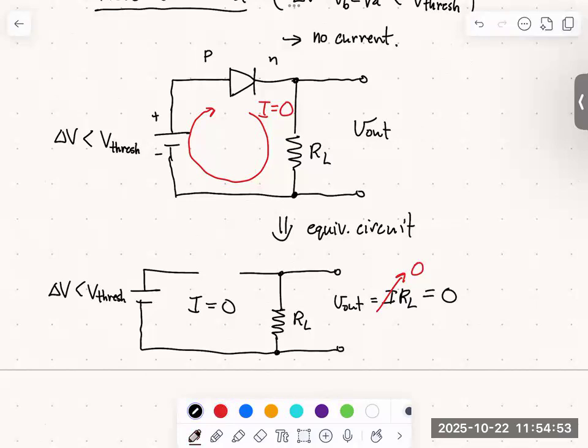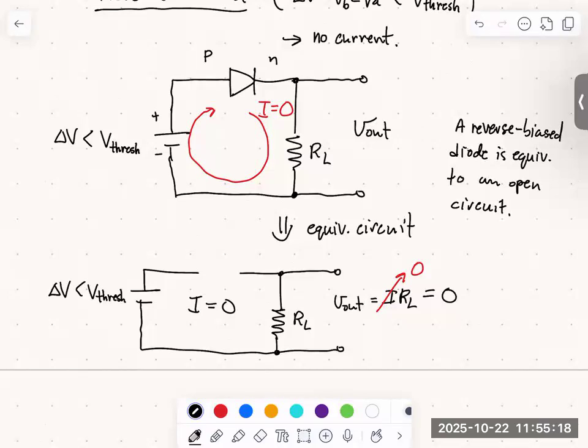Okay, so a reverse biased diode is equivalent to an open circuit.